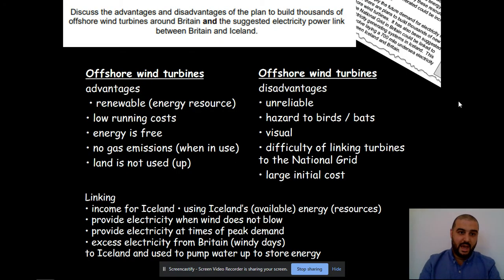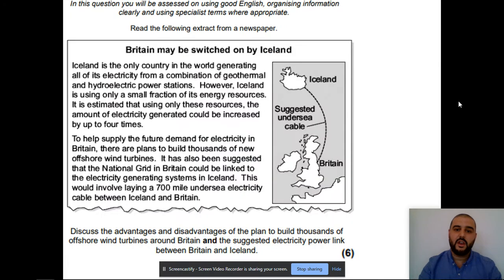Okay, so: discuss the advantages and disadvantages of the plan to build thousands of offshore wind turbines around Britain and the suggested electricity power link between Britain and Iceland. Now, obviously, you were given loads of information here. If you just ignored all of that and went straight to the question, this is obviously your first fault. So please make sure, as we always say, to read every single word that's on there, read the information, and make sure your answer is relevant to the actual question itself.